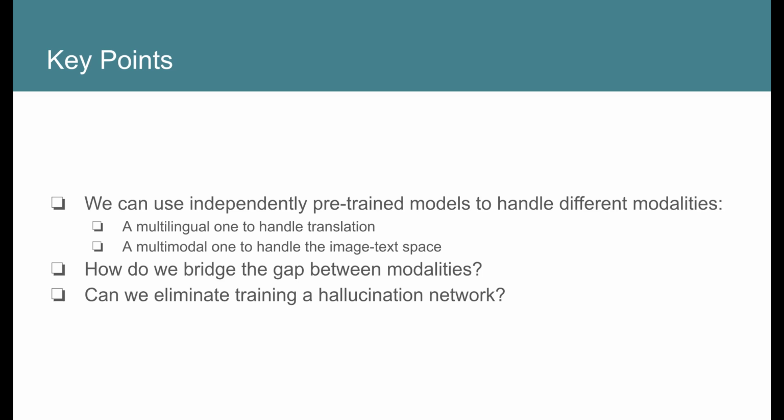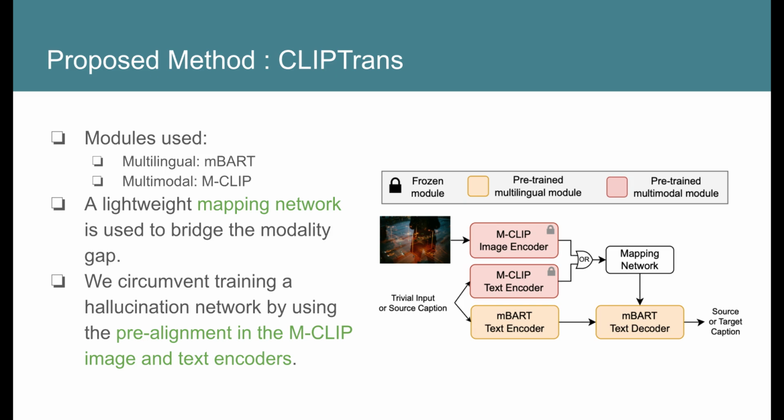Now, these problems can be solved in the following manner. Instead of using a multilingual multimodal model, we can simply use independent pre-trained modules, a multilingual one and a multimodal one. However, we would still need to somehow bridge the modality gap. Is there a way to do this and eliminate training a hallucination network? Towards this end, we propose CLIPTrans.